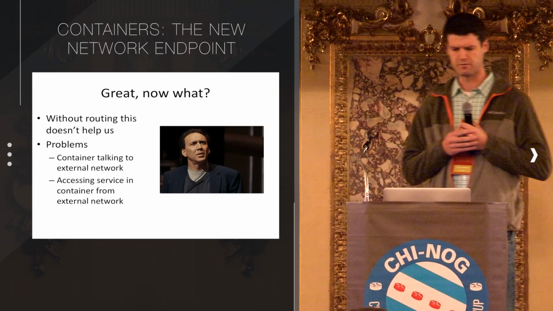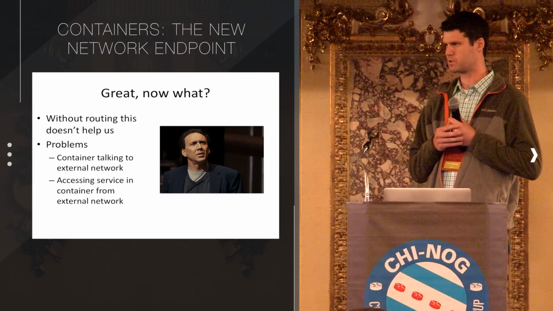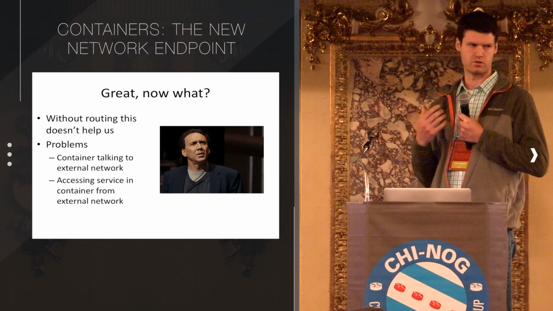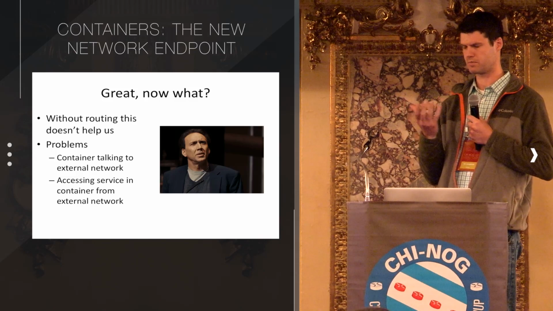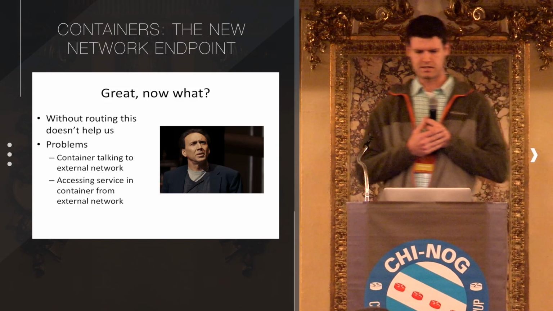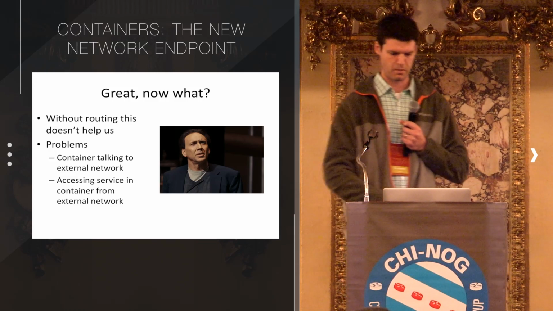So we have two problems to solve. The first is a container talking to the external network, right? There's an assumption that we're going to want to return traffic back up to the upstream network, or maybe even reach out to do things from the container. And the second is accessing services in the container from the external network itself, or the upstream network.